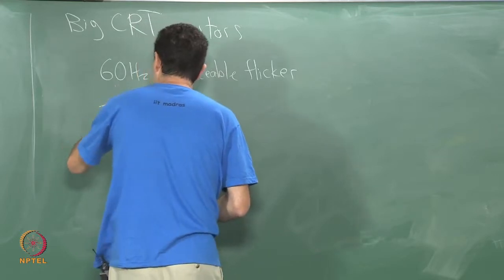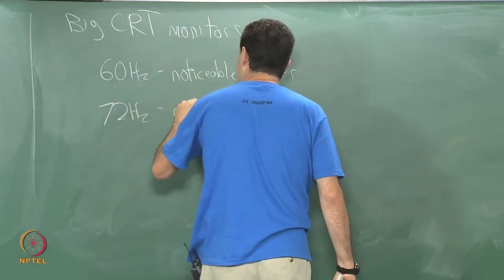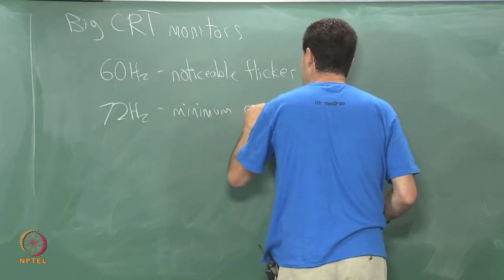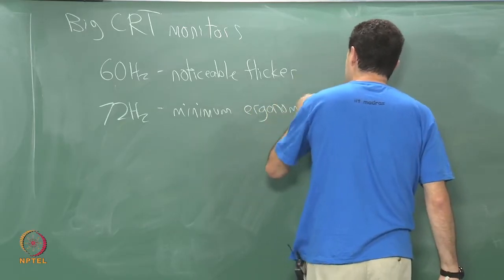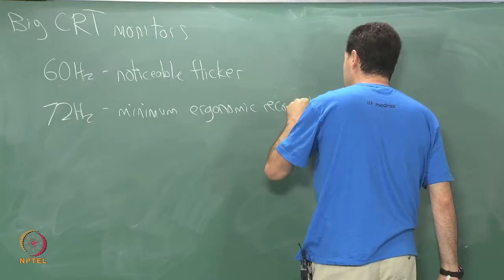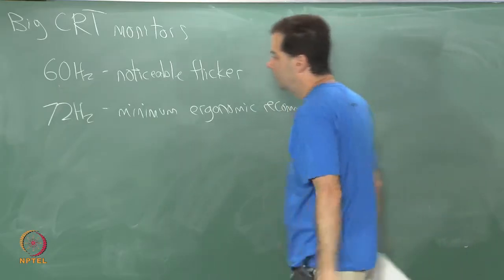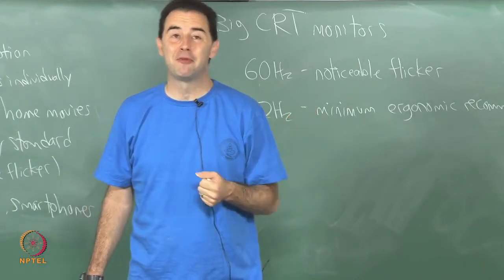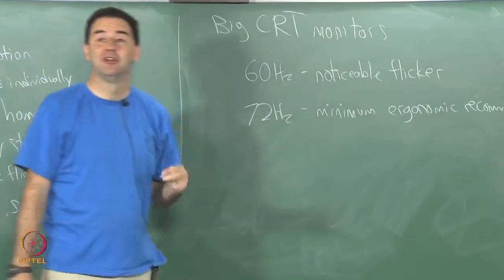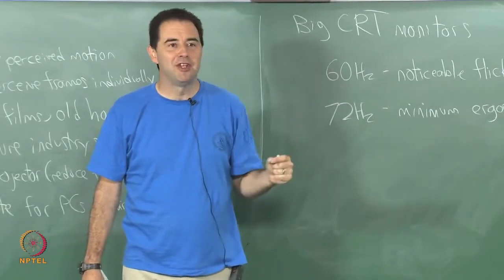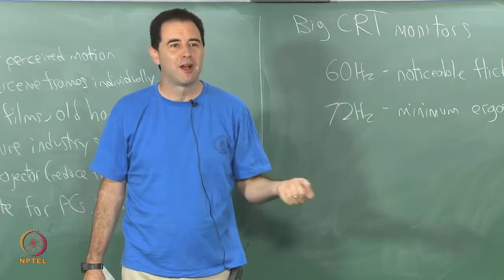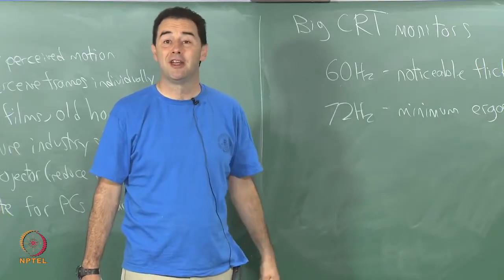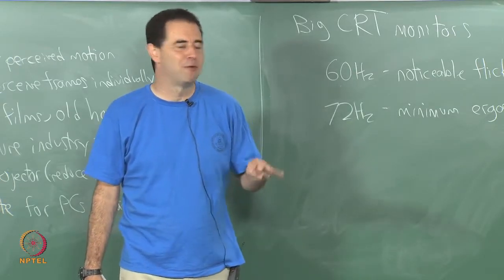At 72 hertz it was the minimum ergonomic recommendation. Personally, I still would get some kind of headaches from 72 hertz. So there may be thresholds, one at which you can see the flicker, definitely see it. There may be another threshold where you do not directly perceive it, but it may still have some long-term effects. So if you are sitting in front of it for 20 minutes, you may get a headache or fatigued more. So that's something very careful and important to pay attention to here.